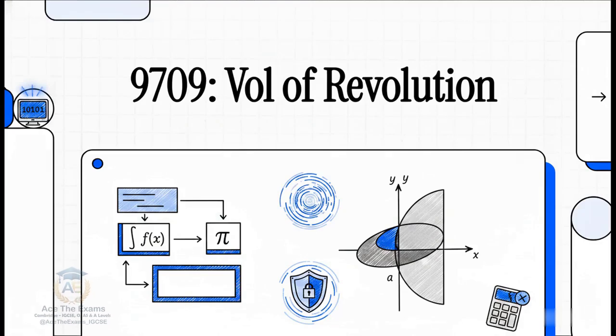All right, welcome to the hackathon, everyone. Today, we're targeting a highly secure, high tariff system, the Cambridge 9709 mathematics mainframe. And specifically, we are cracking one of its absolute most notorious algorithms, integration and the volume of revolution about axes.